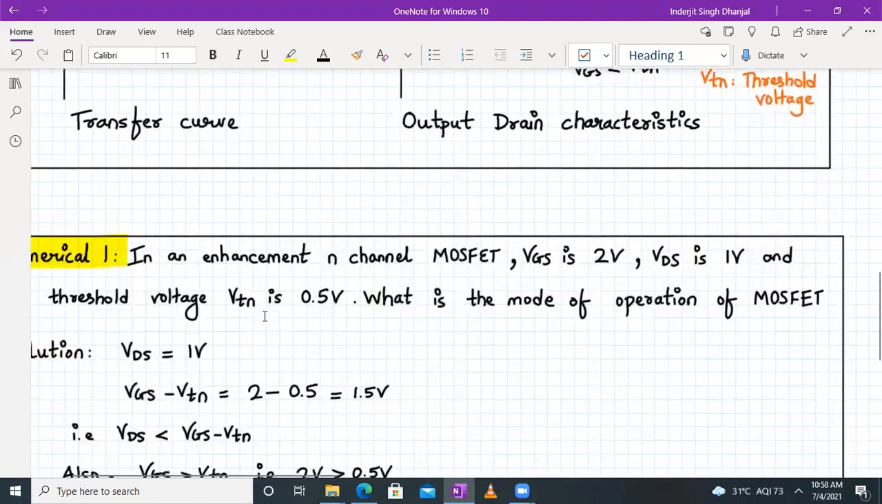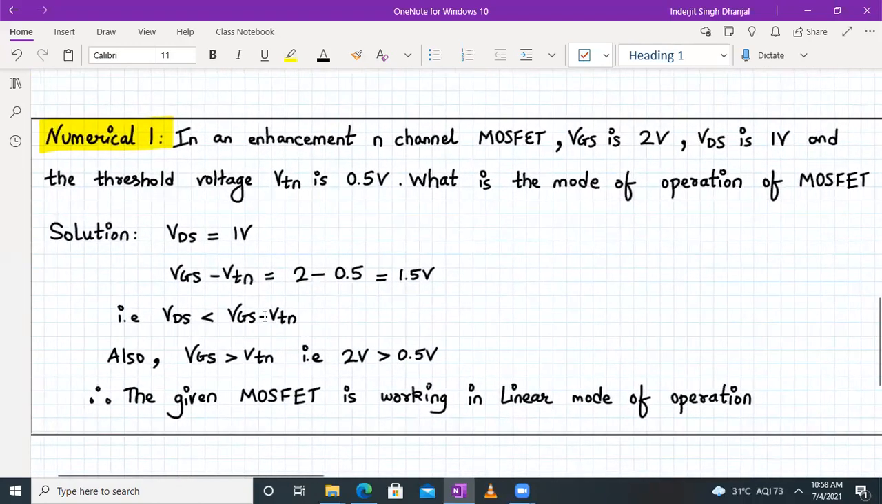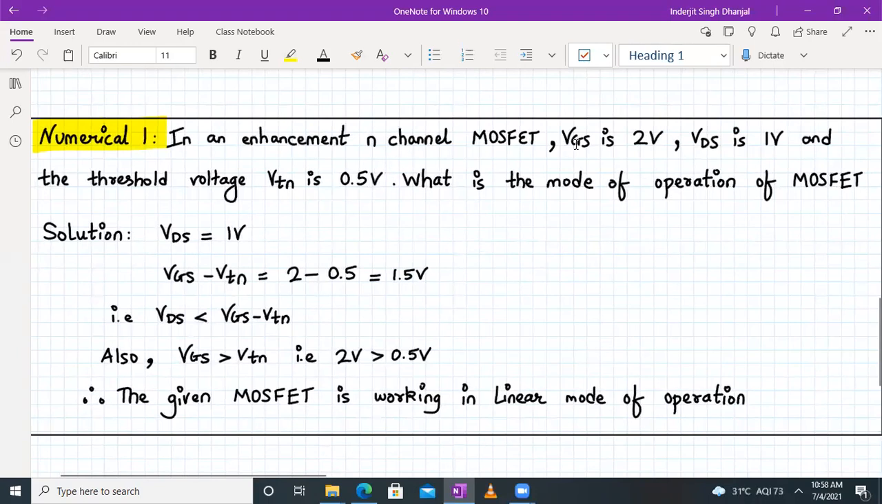And now we'll look into a small numerical. In an enhancement mode N-channel MOSFET, the VGS value is 2 volt, the VDS value is 1 volt, and the threshold voltage is 0.5. We have to identify the region of operation of the MOSFET. In the solution, VDS is 1 volt, given. What is VGS minus VTN? VGS is 2 volt and VTN is 0.5, so VGS minus VTN is 1.5.